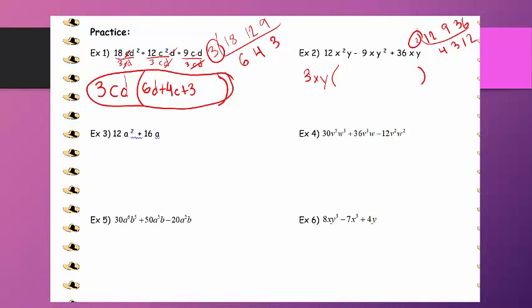I know 12 divided by 3 is 4. X squared over x leaves me with just an x. And y over itself is just 1, so the y's go away. Minus. 9 divided by 3 is 3. The x's cancel out. Y squared and y make y. Plus. 36 divided by 3 is 12. Xy and xy just divide out and make 1, so we are done.